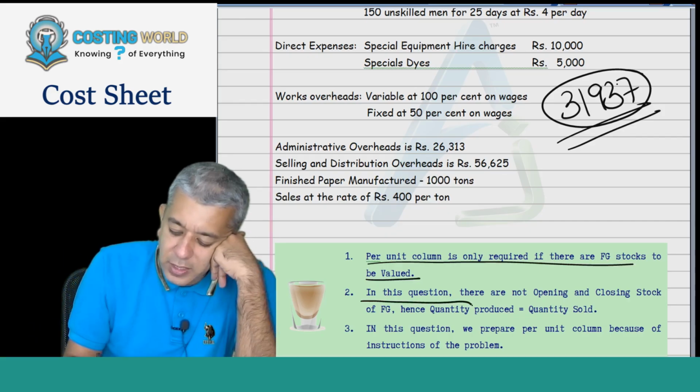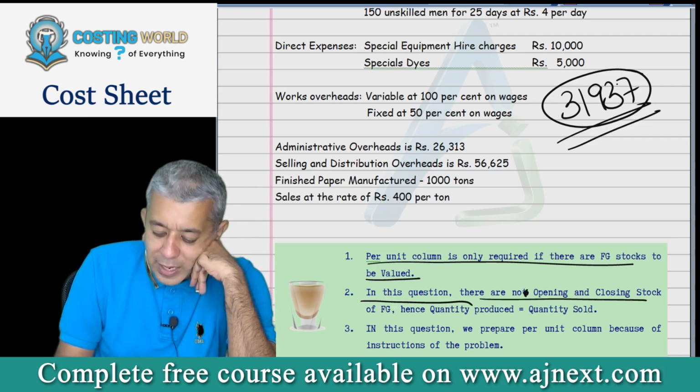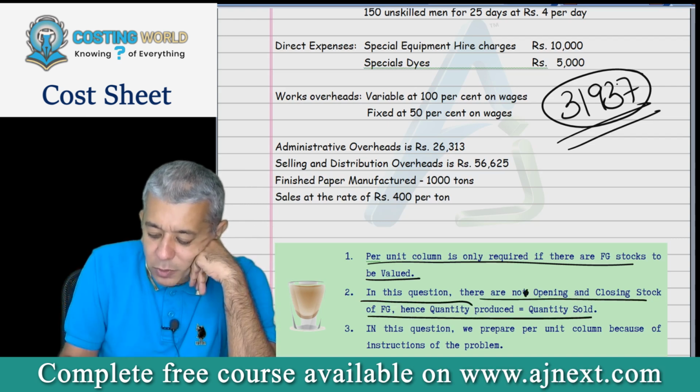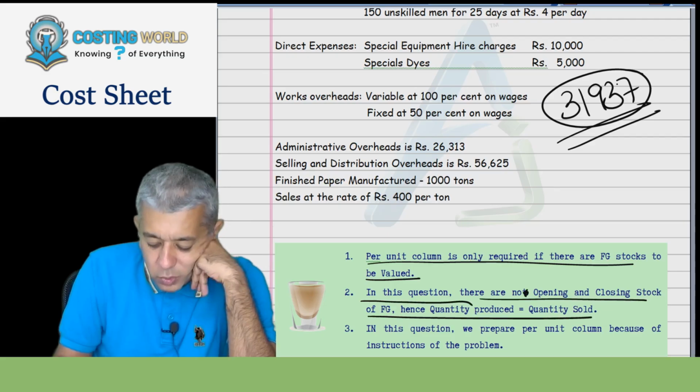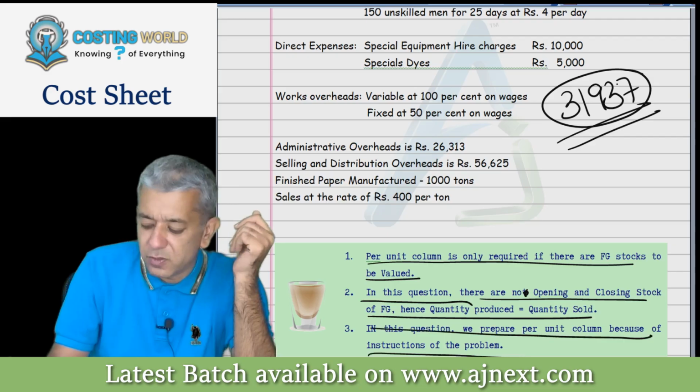Further, in this question, there are no opening and closing stocks of finished goods. Therefore, quantity produced is equal to quantity sold. In this question, we prepare per unit column because of instructions of the problem. Else, we would not have done it.